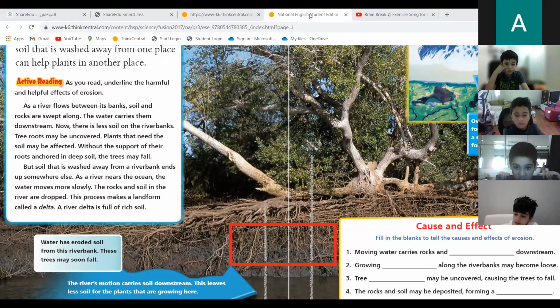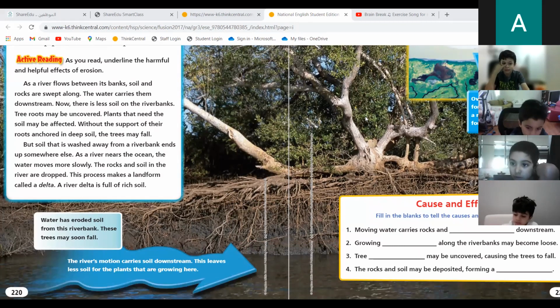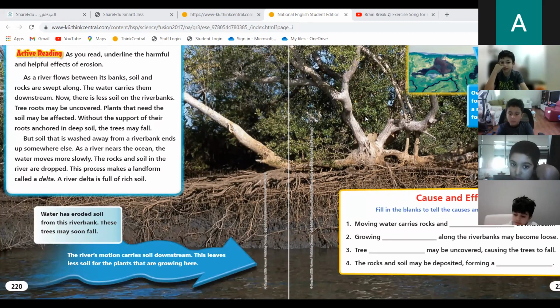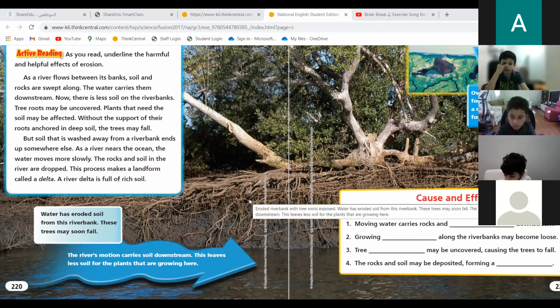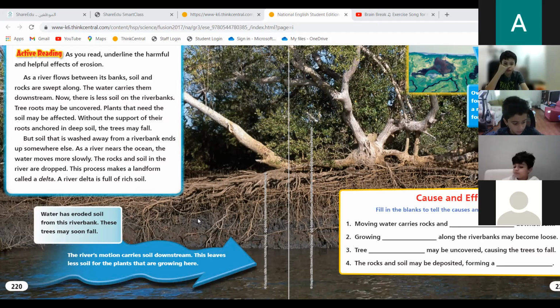The tree, from the weather broke the trees, and then from the... You are almost there. Weathering and erosion happened here. Yes, weathering and erosion. Weathering broke the rocks, and erosion moved the rocks and trees and everything. Only rocks or soil too? No. Soil too. Even soil.